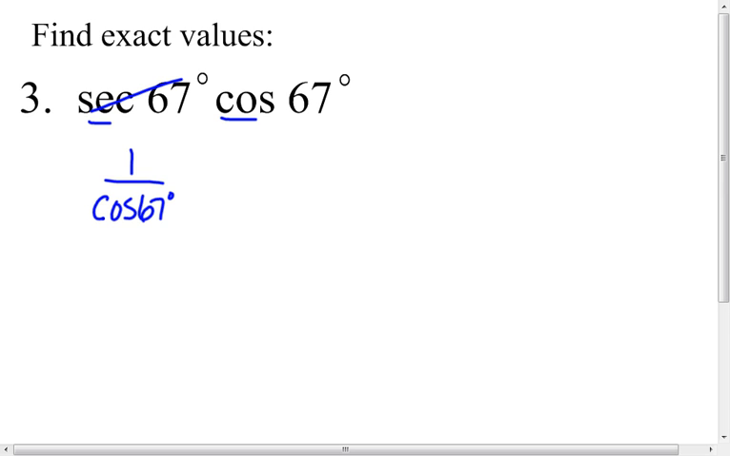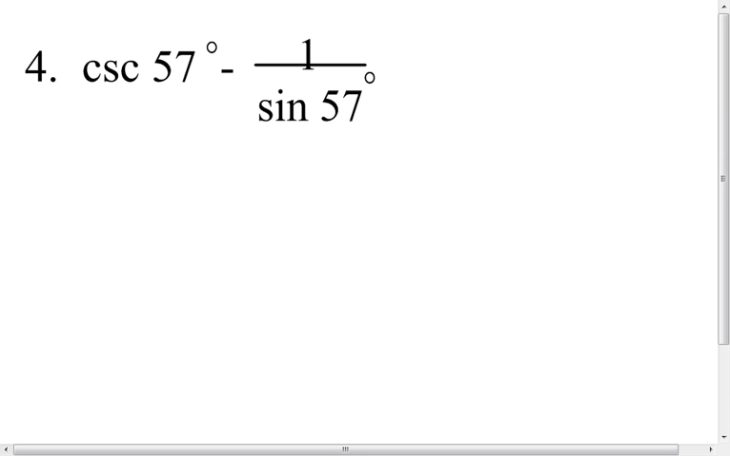Okay, secant and cosine are reciprocals of each other. So if you leave it like this, then what happens is those will cancel. And again, I'm going to get 1. I can't do this on my unit circle because I don't have coordinates at 67 degrees. And when I tell you I want exact values, that means you can't use your calculator. You have to use other properties, okay? So know that.